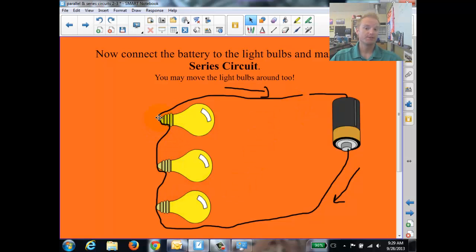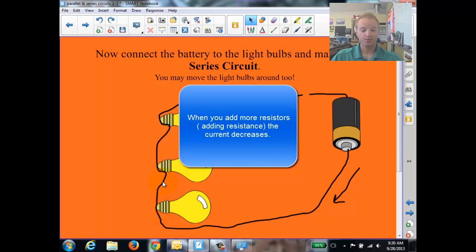There's one more thing about series circuits I did not write down. It would be very important for you to write down the information I'm about to say. Are you ready? Here we go. In a series circuit, when you add resistors or add more light bulbs, you're adding more resistance. As resistance goes up, the current, the flow, is going to go down. So we're adding more resistors, that current's going to go down.